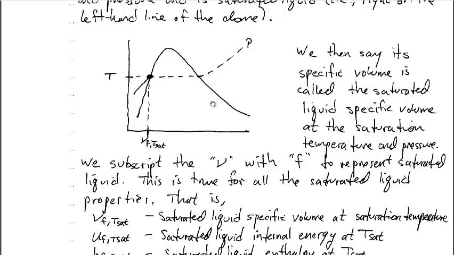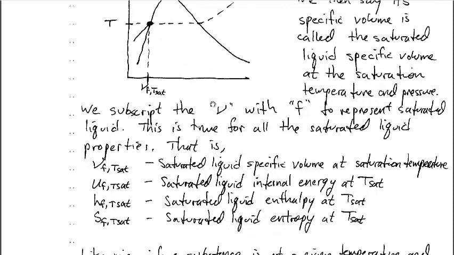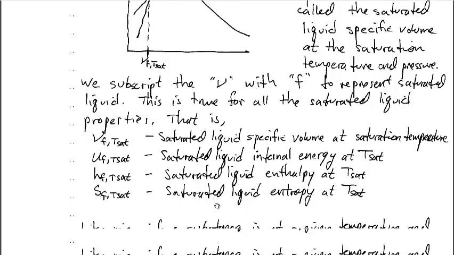Okay? And that's true for all our properties that we'll study. So V sub F T sat is the saturated liquid specific volume at saturation temperature. U sub F T sat is the saturated liquid internal energy at saturation temperature. H sub F T sat is the saturated liquid enthalpy at saturation temperature. And S sub F T sat is the saturated liquid entropy at saturation temperature.